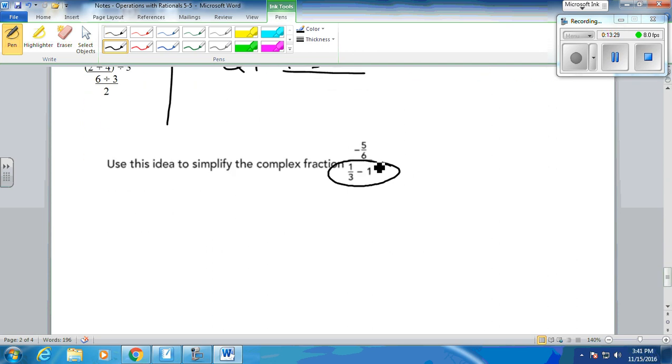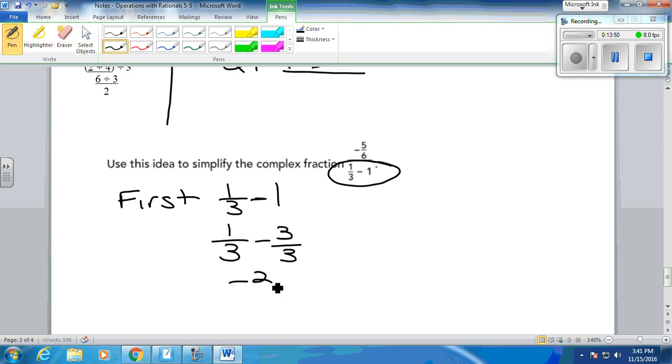And since I have 1/3 minus 1 in the denominator of my complex fraction, I need to do that first. So I will have 1/3 minus 1. I'm going to convert 1 to 3/3. So 1/3 minus 3/3, well, that becomes 1/3 plus negative 3/3, which will give me negative 2/3. So now, when I rewrite this, I will take the negative 5/6, all divided by the negative 2/3. I'm going to multiply by the LCM because I'm a natural at that now. My LCM is 6.